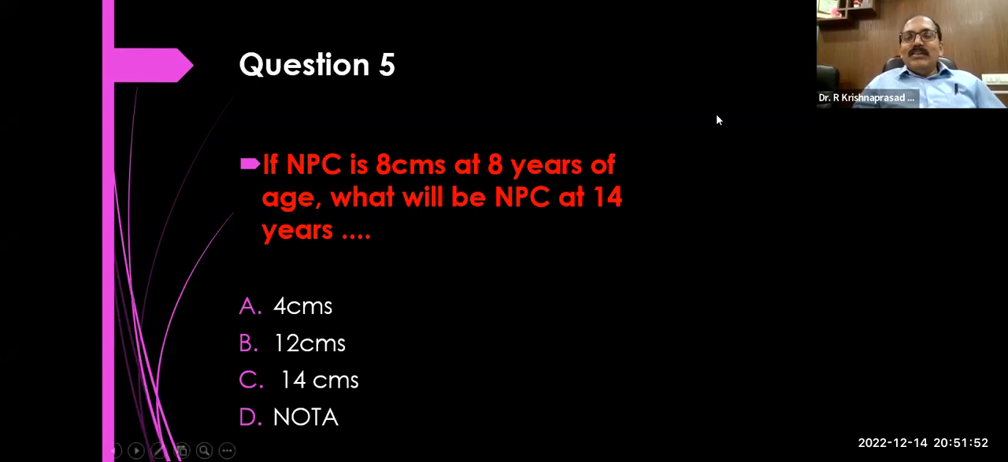The question is actually very tricky. The near point of accommodation is the point closest to the eye that can be seen clearly with maximum accommodation. And near point of accommodation keeps on changing with age. It becomes remote with age. So NPA changes with age, whereas near point of convergence is fixed for an individual. It does not change with age. If NPC is 8 centimeters at 8 years, even at 14 years, it will be 8 centimeters only. You get the point?